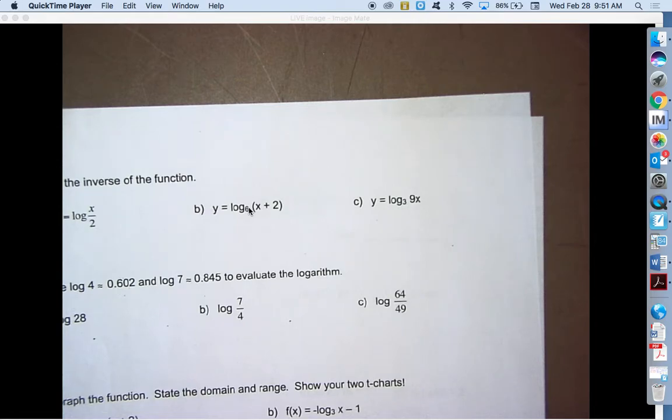How about letter number Z? Letter number D. Did you say C? B. B. Okay.